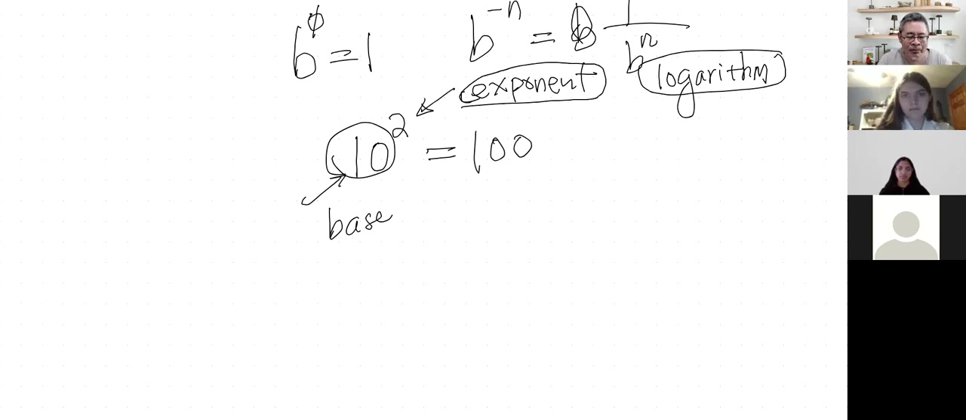Sometimes, if we have different contexts, we could have different names for the same thing. So the logarithm just means the exponent. And this number is called the anti-logarithm.